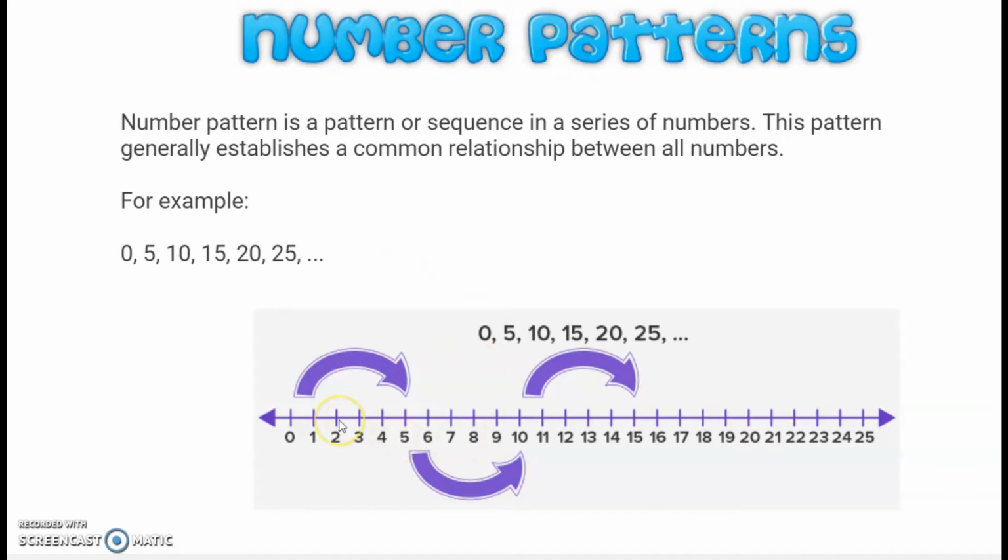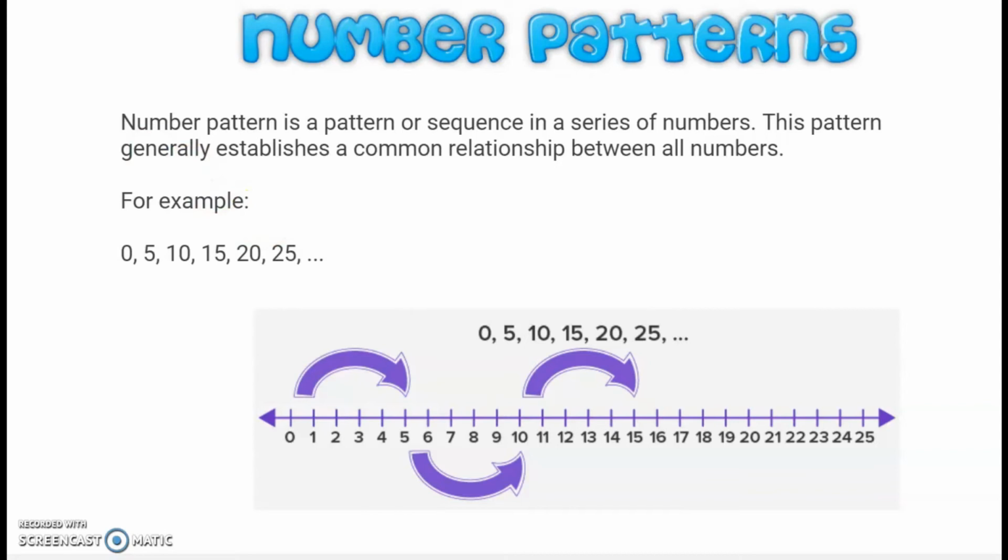You can see that on this number line. 0 goes all the way to 5: 0, 1, 2, 3, 4, 5. From 5 it jumps to 10: 6, 7, 8, 9, 10. From 10 it jumps all the way to 15: 10, 11, 12, 13, 14, 15.